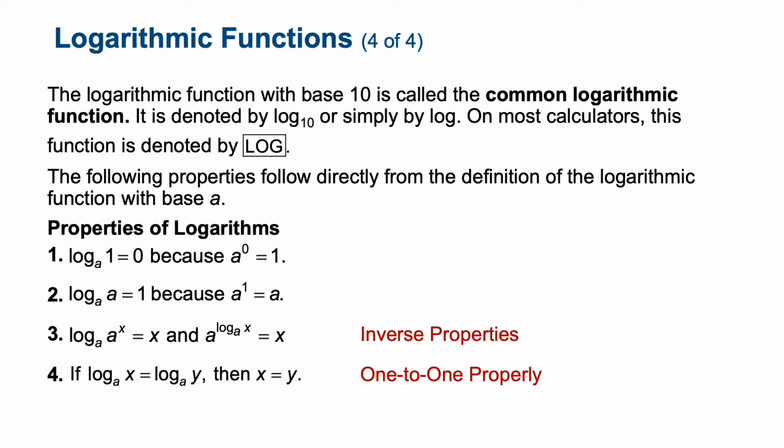So here are some properties that follow from the definition. Log base a of 1, any base log of 1, will equal 0 because any number raised to the 0 power is equal to 1. When the base and the argument match, so log base a of a, that's equal to 1 because a to the first power is equal to a.